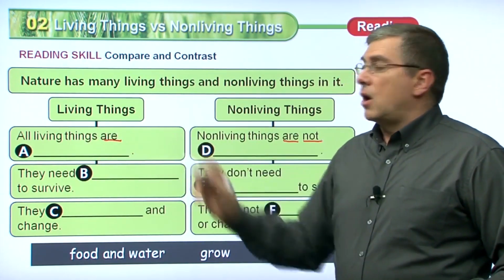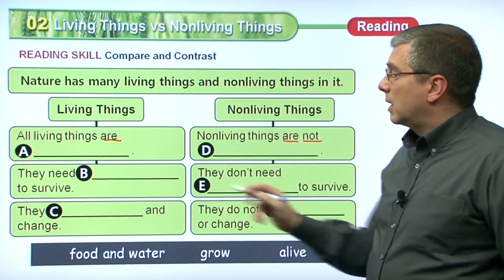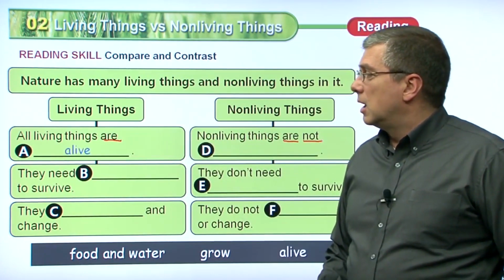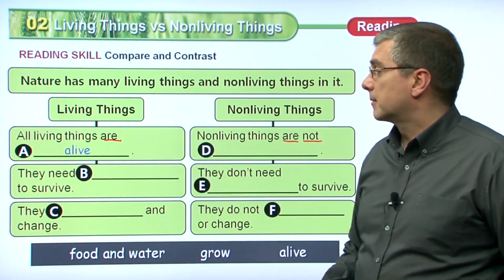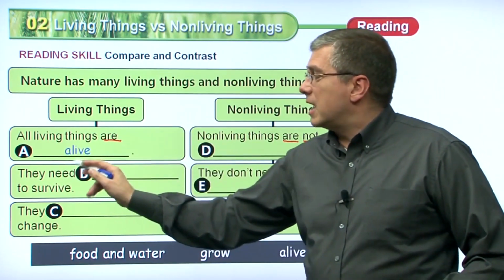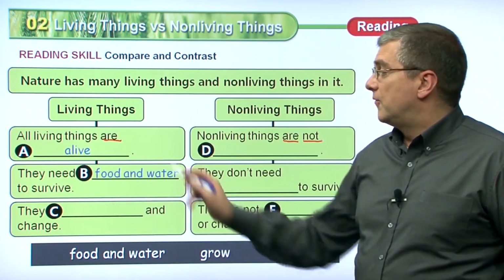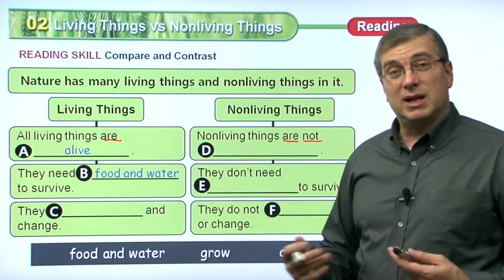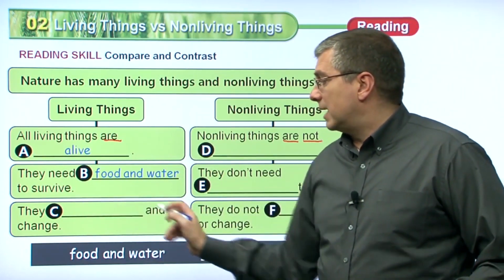All living things are what? As opposed to non-living things are not, right? So all living things are alive. That's true. Okay? All living things are alive. Because they are alive, what do they need to survive? They need food and water to survive because they're alive. That's what they need. Finally, they what and change?